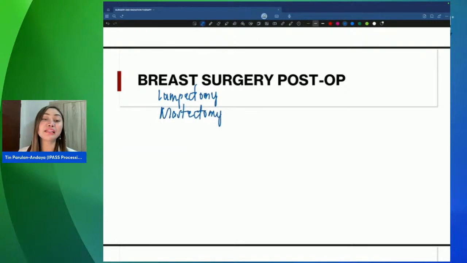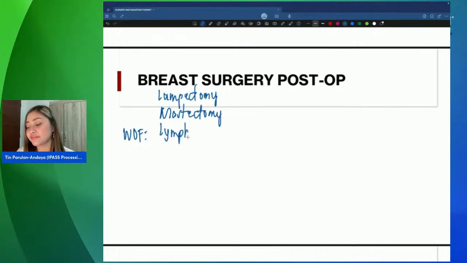And if NCLEX asks you what is the main complication that we are going to watch out for post-op breast surgery, what is that? Anyone? I'm checking our chat box here, so feel free to type your answers. What is the main complication of post-op breast surgery? It starts with the letter L. Very good, that is lymphedema.